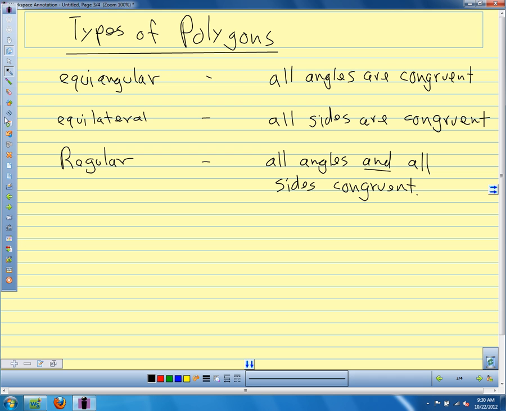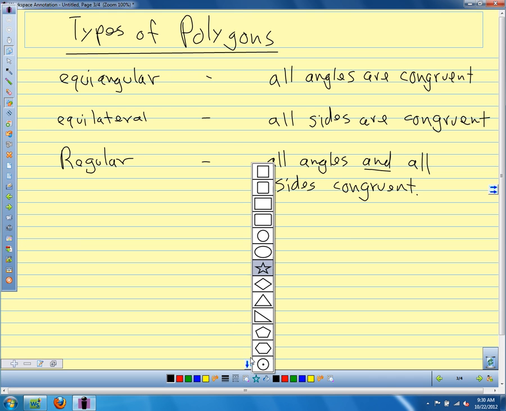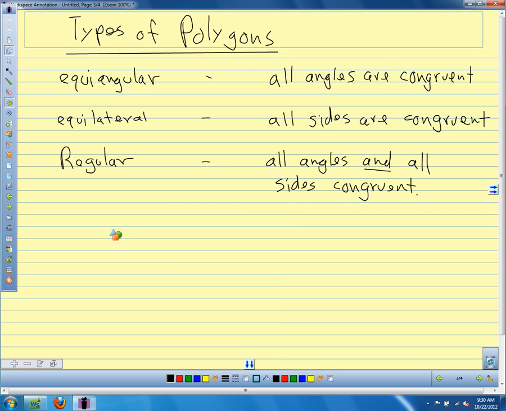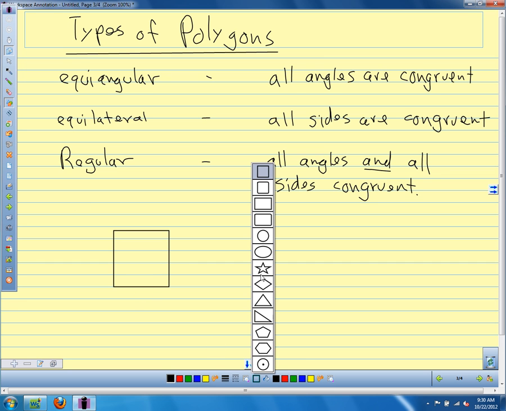A regular polygon, okay? A square is a regular polygon. All the sides are the same, and all the angles are the same. Would a star be? A star, well, let's look at a star. A star is a polygon.